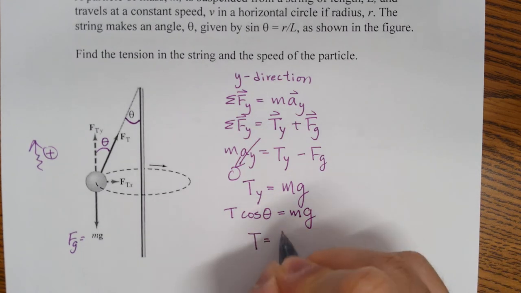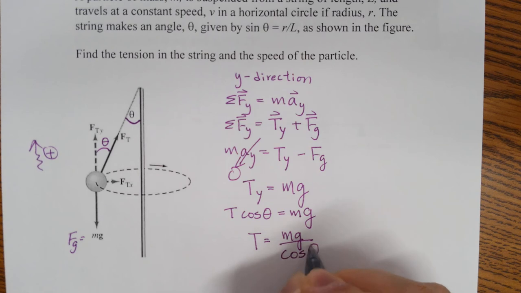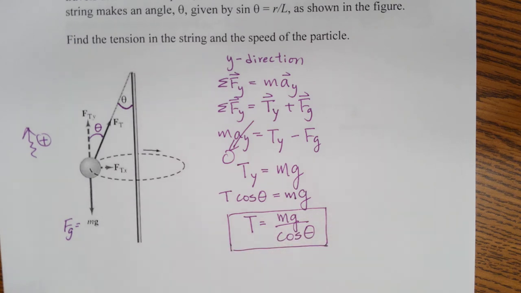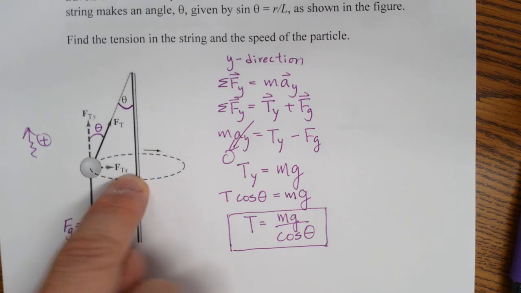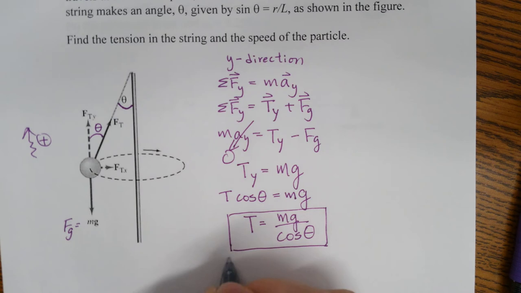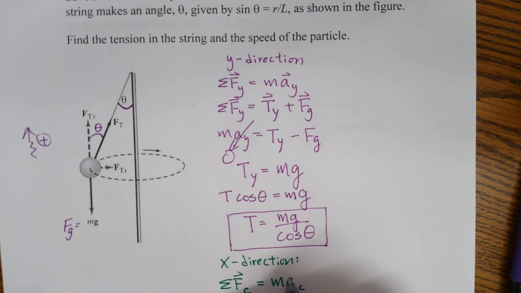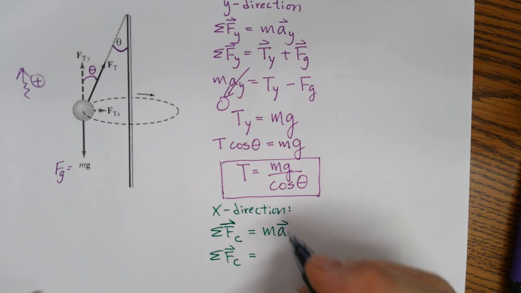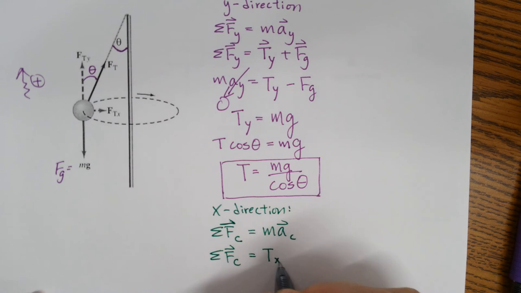So if I solve for tension here, my tension is equal to mg divided by cosine theta. Okay, so that's good to know. Now let's take a look at what happens to the horizontal ones, right? So in the x direction, the sum of all forces in x is equal to m a_c. So the sum of all forces in x is equal to, I only have one, that is T_x. All right? So m a_c is equal to just T_x.